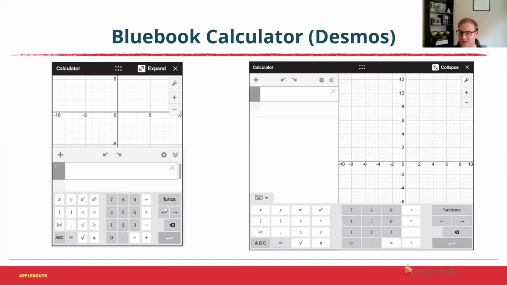Here's what you see when you click the calculator. So the first is the one on the left. And then if you hit expand, then you get the thing on the right, which is a little bit funky because it covers the question. You have to kind of move it around. So that's more if you just need a little bit more space to look at the graph.